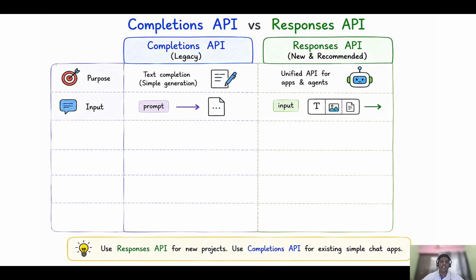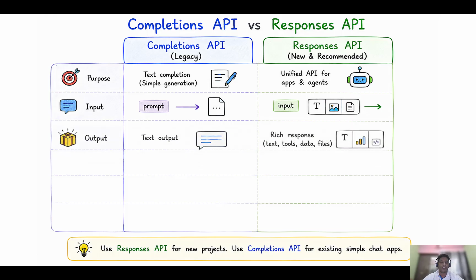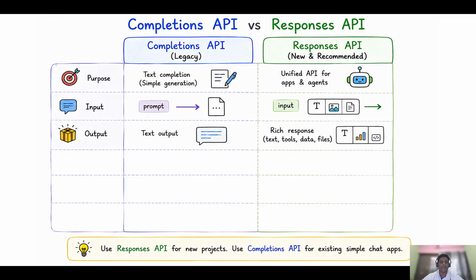So when you talk about the inputs, the completions API takes a simple prompt as an input, but the responses API can take multi-modal inputs which may contain text, files, or images in the prompt. Output of the completions API is basically the text output, but the responses API may generate more rich responses. It can include text, tool calling, data, or maybe some other artifacts like files.